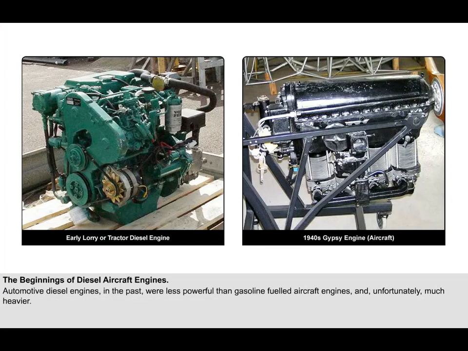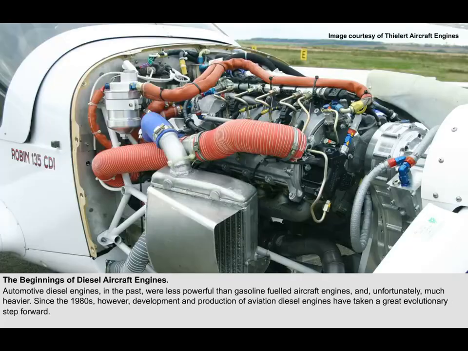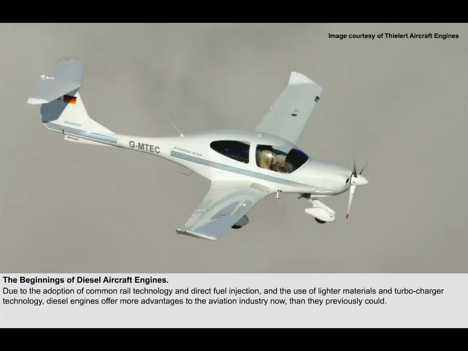Automotive diesel engines in the past were less powerful than gasoline-fueled aircraft engines, and unfortunately much heavier. Since the 1980s, however, there has been a great evolutionary step forward in the development and production of aviation diesel engines. The common rail principle enables the relationship between the engine's mass and its power to become far more acceptable for aviation usage. As a consequence, due to the adoption of common rail technology and direct fuel injection, and also the use of lighter materials and turbocharger technology, diesel engines offer more advantages to the aviation industry now than they previously could.